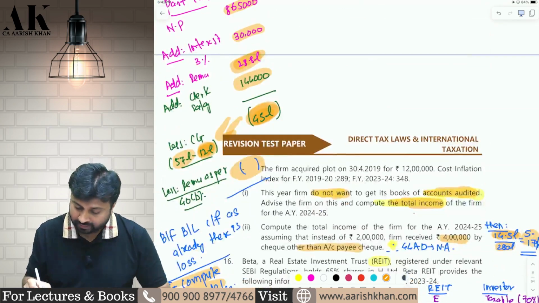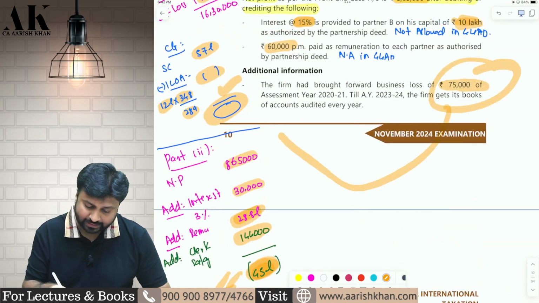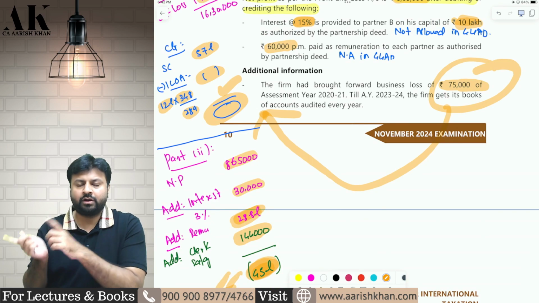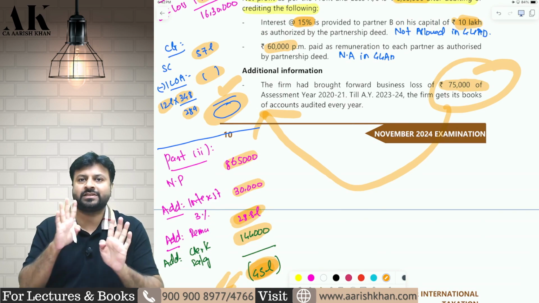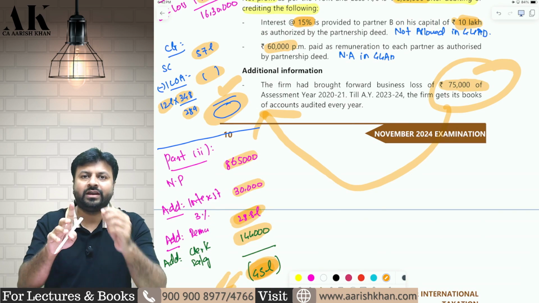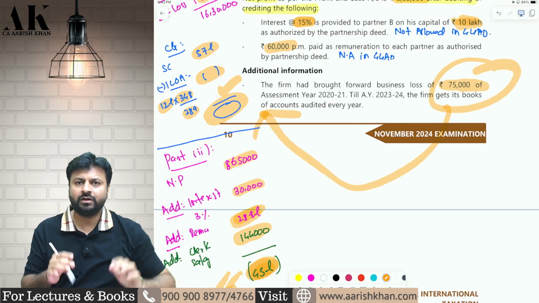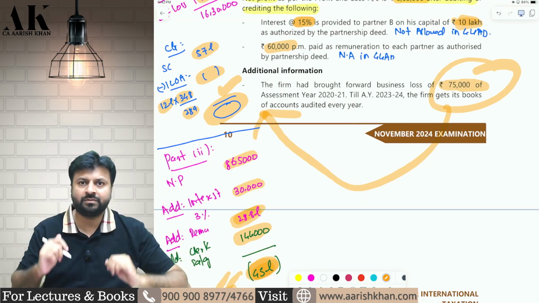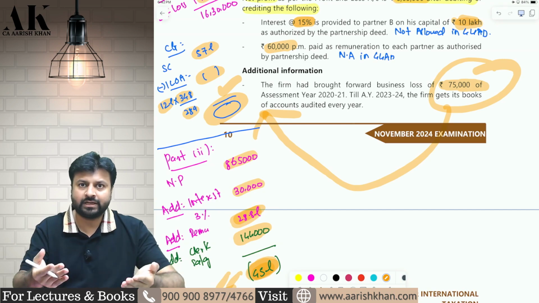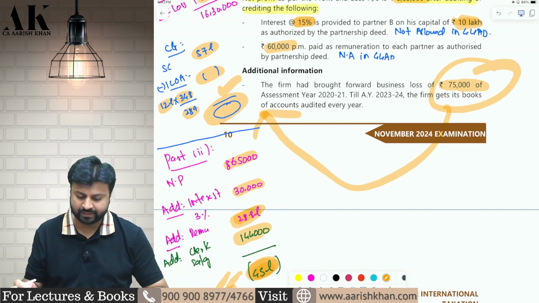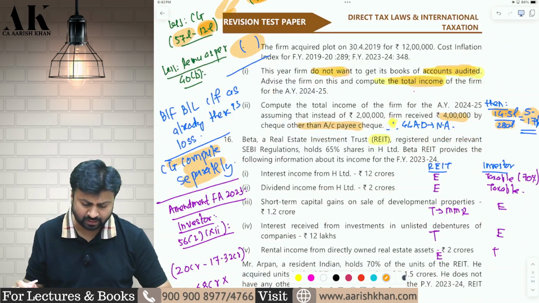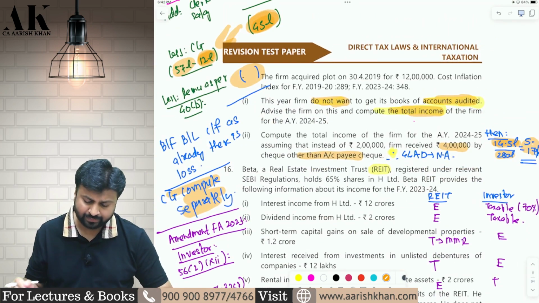But the brought forward loss of 75,000 of last year cannot be set off against capital gains, because the brought forward business loss can be set off only against business income. It cannot be set off against other incomes. Therefore, the current year business loss you can set off against business income and also against capital gains income. But the brought forward business loss you cannot set off against capital gains income. This is how you are going to compute the question, and part B will be completed.